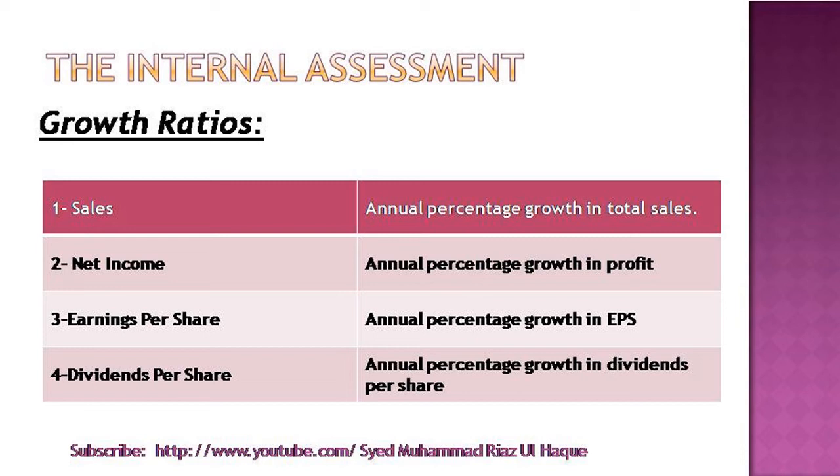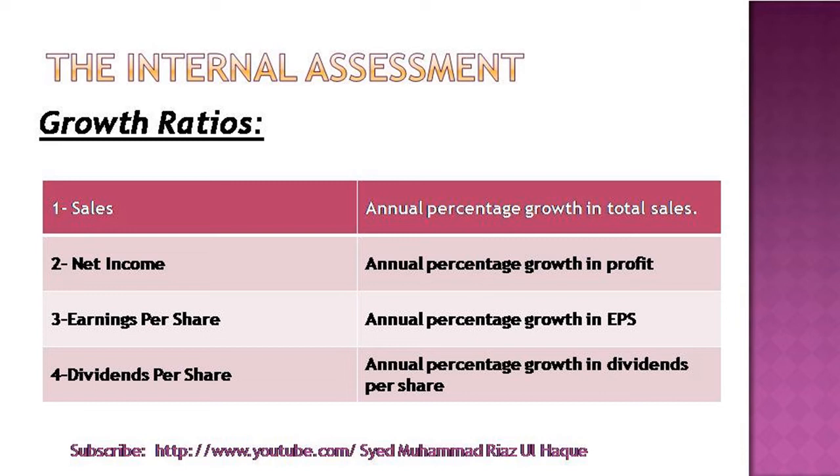Earnings per share can be calculated as annual percentage growth in EPS, and it tells you about the firm's growth rate in earnings per share. And the last we have dividend per share, which can be calculated as annual percentage growth in dividend per share, and it tells the firm's growth rate in dividend per share.